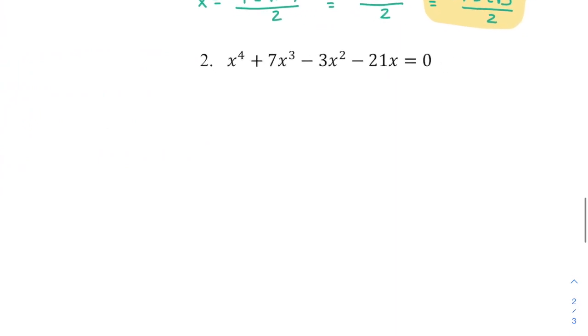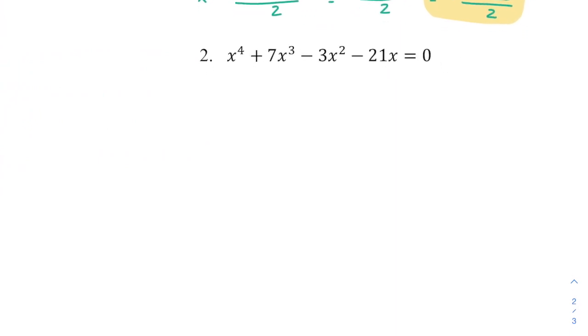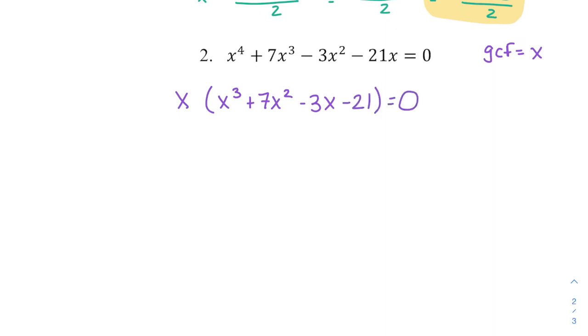The last one, we've got 4 terms. There is a GCF. Take it out before you do anything else. You can jump to factor by grouping here, but I think it's better to just take out the GCF from the beginning. So my GCF is x. I'm going to be left with x to the third plus 7x squared minus 3x minus 21, all equal to 0. Now I can factor by grouping what's in my parentheses.